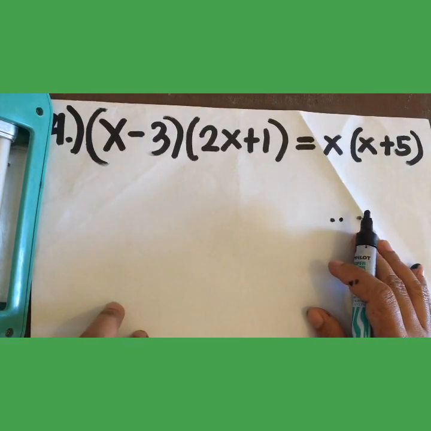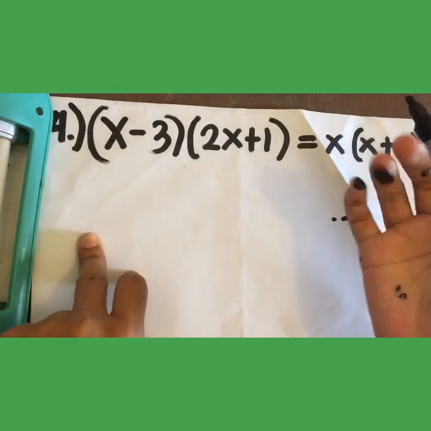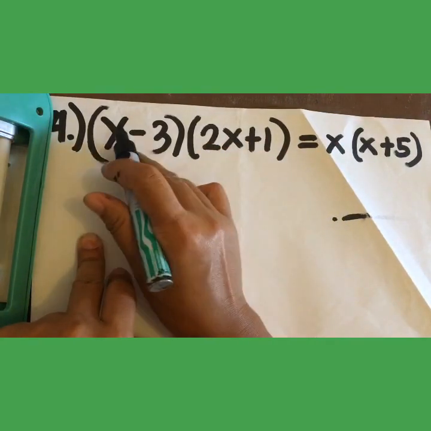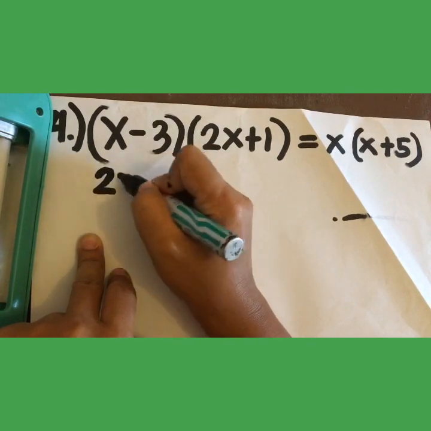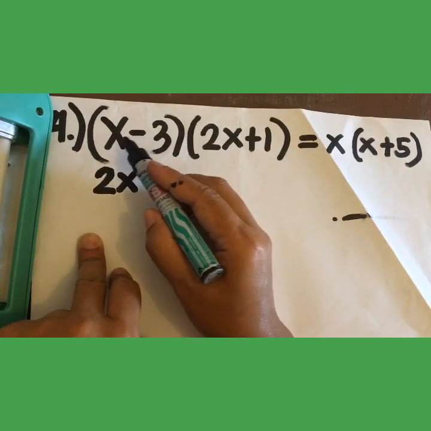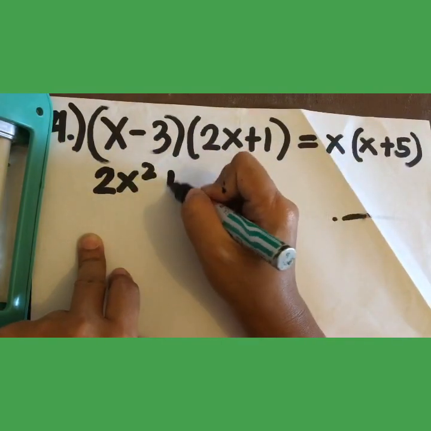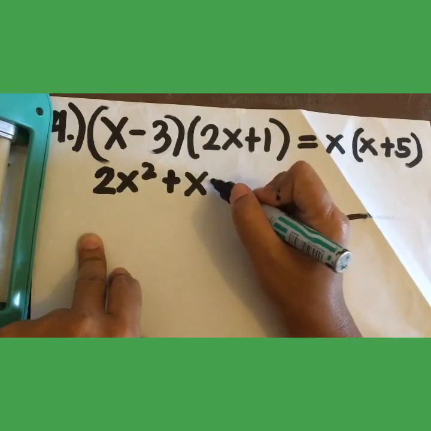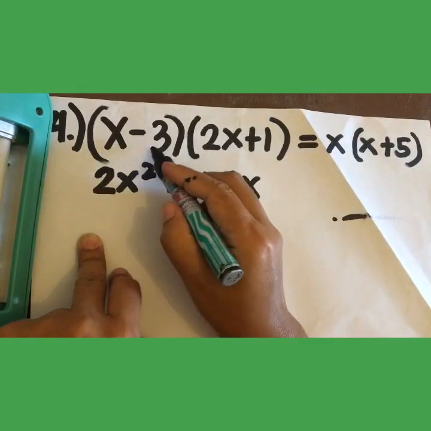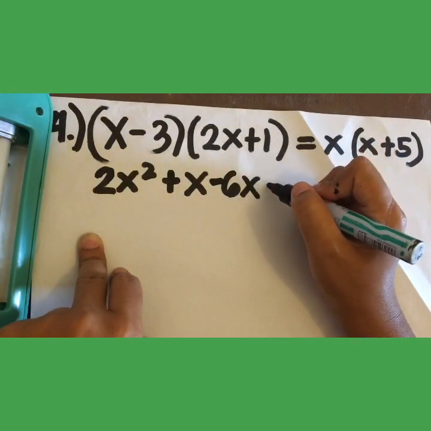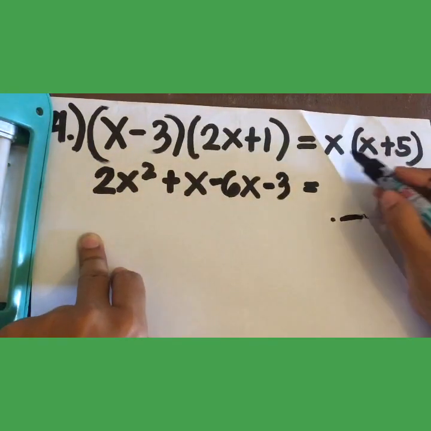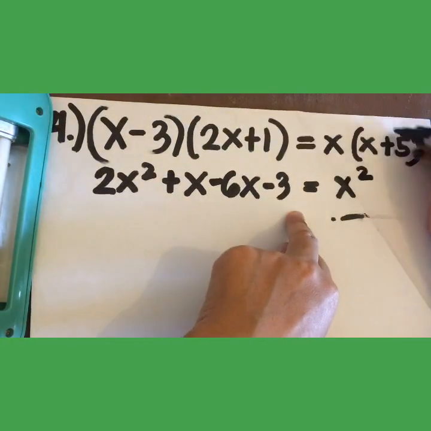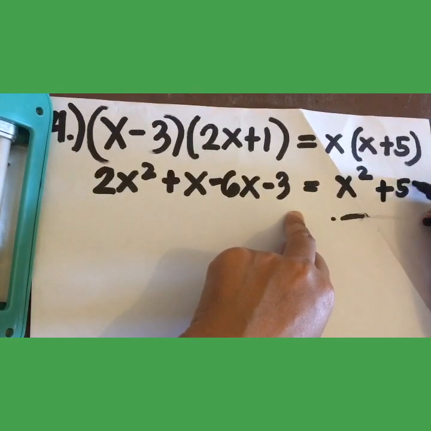Okay, now let's answer number 4. So by applying the same procedure, we apply the distributive property, x times 2x, that is 2x squared. After that, we multiply x times 1, so that is x. Then, negative 3 times 2x, that's negative 6x. Negative 3 times 1, it's negative 3, equals x times x, that is x squared, and x times 5, that is 5x. Is that right?